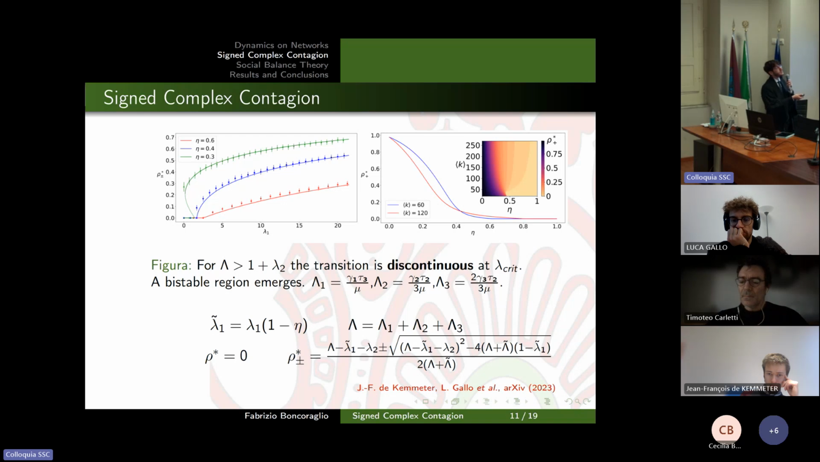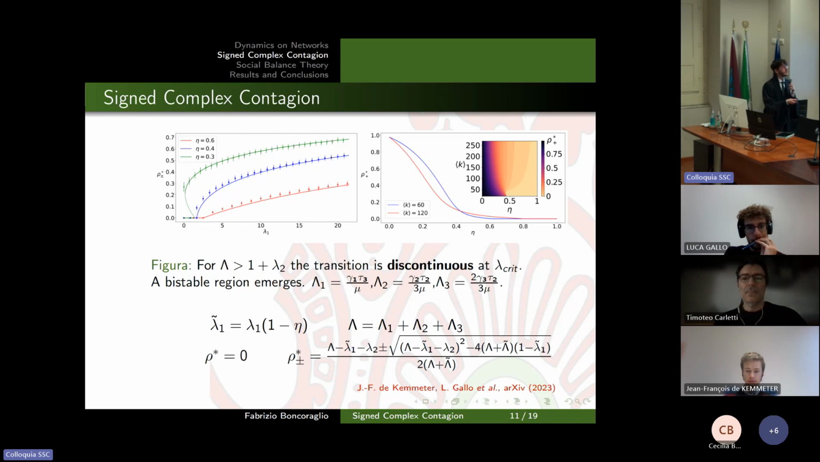What is important is that these curves are built for 3 different values of eta, and the other parameters are fixed. This means that tuning the amount of distrust of a network makes the continuous transition of the SIS model an abrupt one, a discontinuous one, in which a hysteresis loop appears. This region between some critical lambda and 1, for this lambda tilde 1, is a region in which both the endemic state, rho star plus, and the stationary disease-free state coexist and are separated by rho star minus, this dashed line.